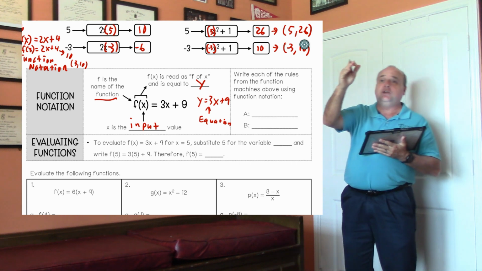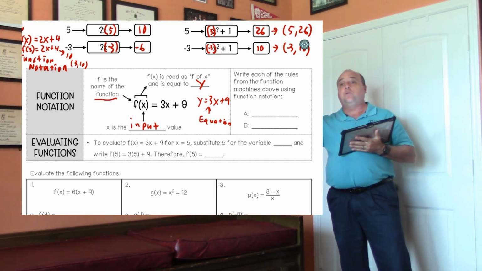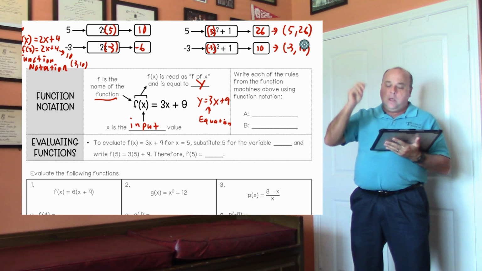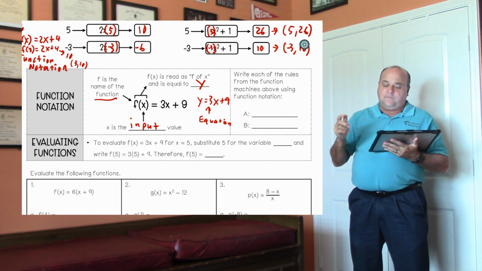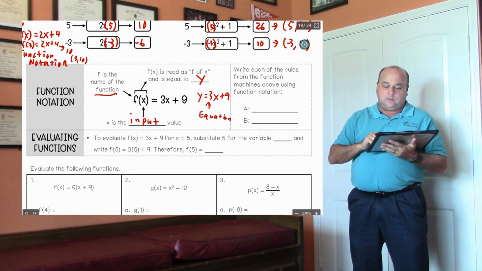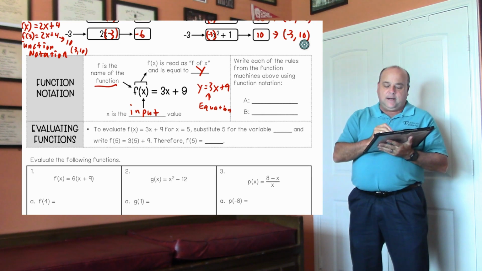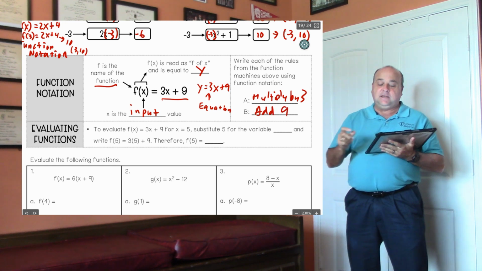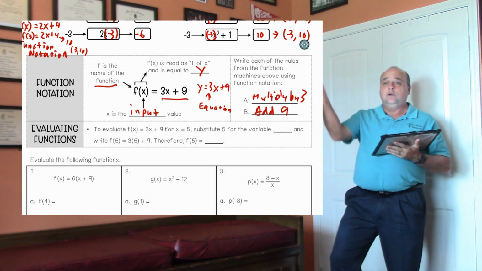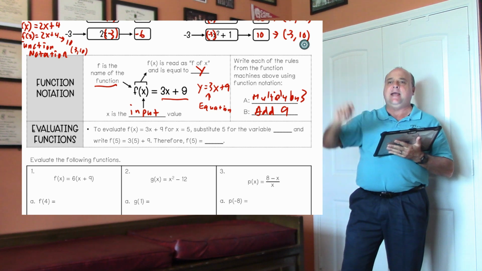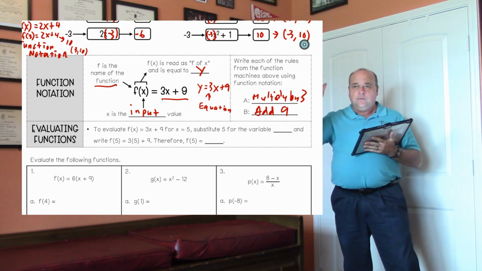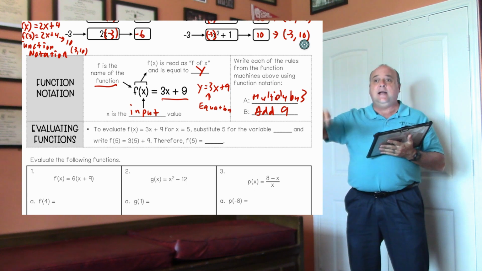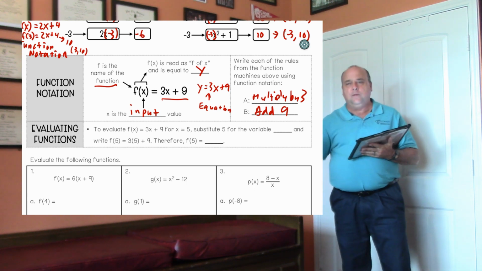And the purpose of function notation is that you can put something in the parentheses to know what your input is. Okay, write each of the rules from the function machine above using the function notation. So right here, I guess we're using these rules. Multiply by 3, and then add 9, right? That's basically what that function's telling you to do. You're going to take the x, multiply it by 3, and add 9. This would graph a line. The starting number or y-intercept would be 9, and the numbers would grow by 3, wouldn't they?